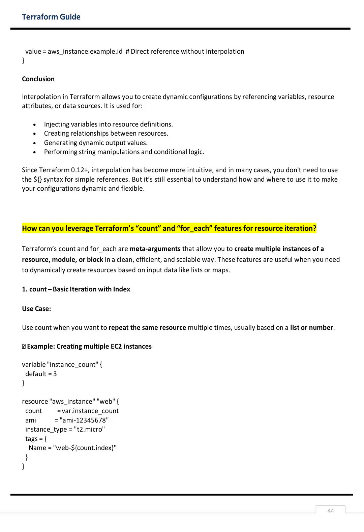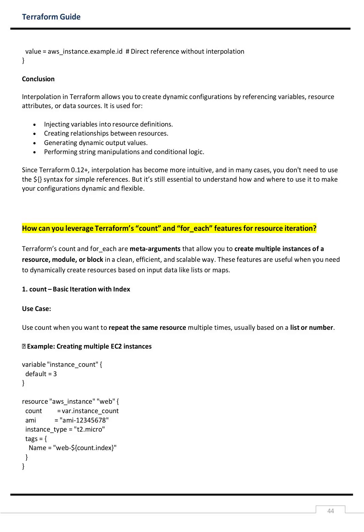Conclusion. Interpolation in Terraform allows you to create dynamic configurations by referencing variables, resource attributes, or data sources. It is used for injecting variables into resource definitions, creating relationships between resources, generating dynamic output values, while performing string manipulations and conditional logic. Since Terraform 0.12 plus, interpolation has become more intuitive, and in many cases, you don't need to use the dollar syntax for simple references. But it's still essential to understand how and where to use it to make your configurations dynamic and flexible.